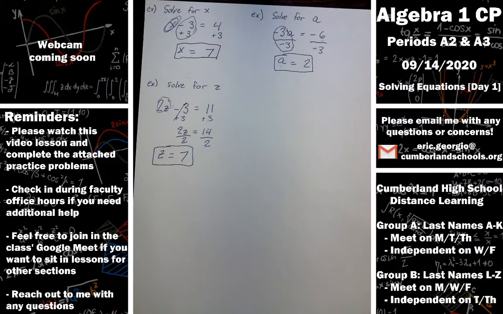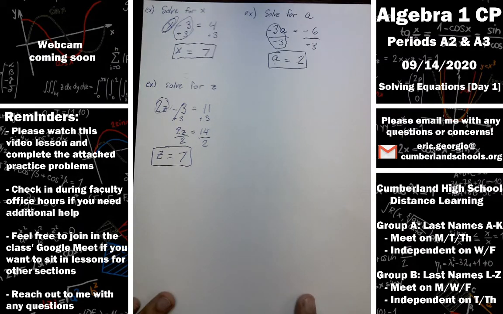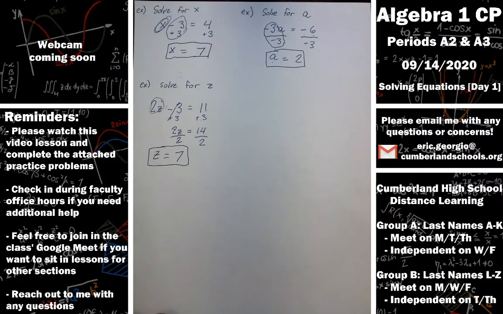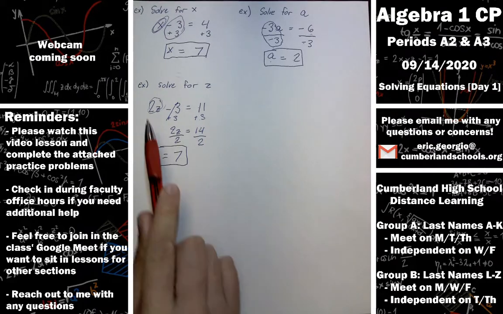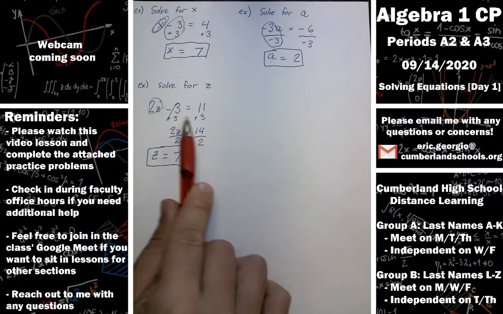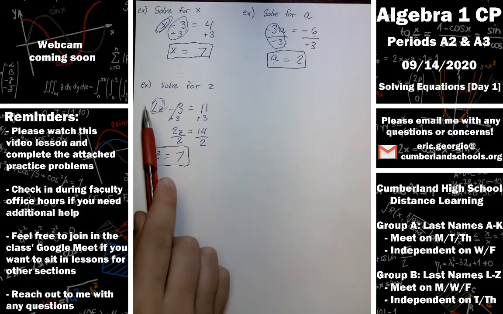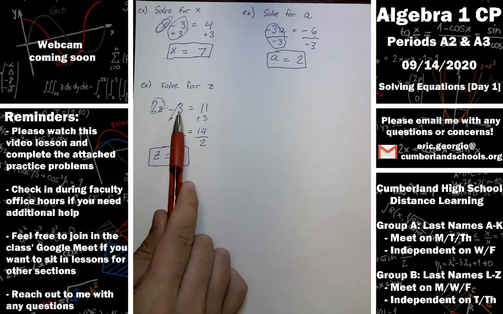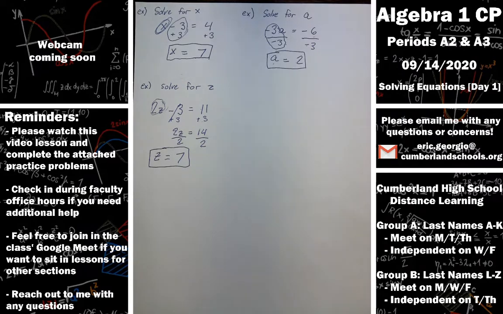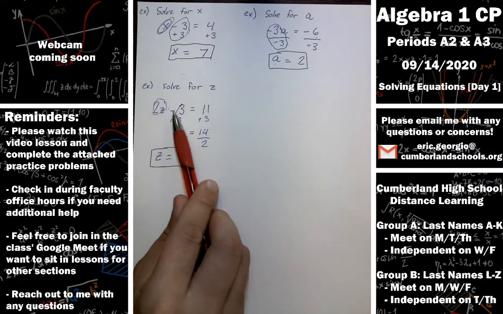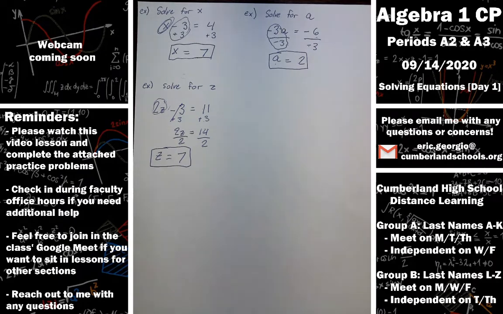Something that you can do to double-check your work, if you so desire, is take this value and plug it back in for the variable and see if it works. Is it true that 2 times 7 minus 3 is 11? Is that true? In this case, yes, it is definitely true. 2 times 7 is 14, minus 3 is 11. Any question about that?